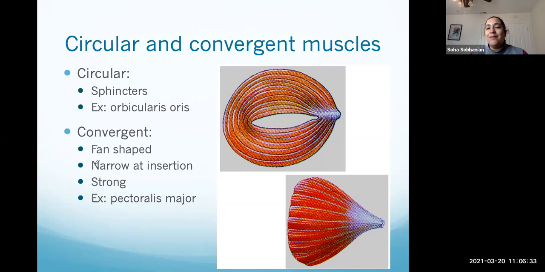And then lastly, you have muscles called convergent muscles. Convergent muscles are basically fan-shaped muscles, open on one side and then all converging to one point. The best example of this muscle is your pectoralis major, the chest muscles that many men are very proud of working out.